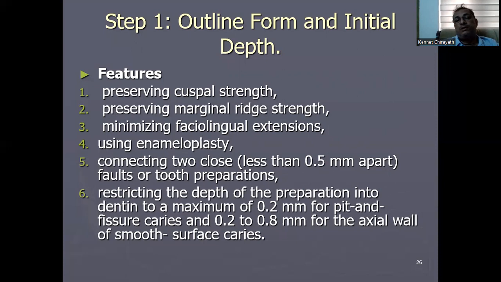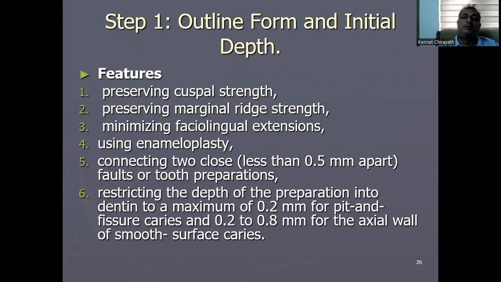Then comes the facial lingual extension. The width of the cavity should be 1/3 the intercuspal distance. Then comes the enameloplasty, which we will discuss later. Now comes connecting two close cavities. If two cavities in the same tooth are very close, that means the distance between the two cavities is less than 0.5 millimeter, you better join them together. You should connect the two cavities and make them into a single cavity.